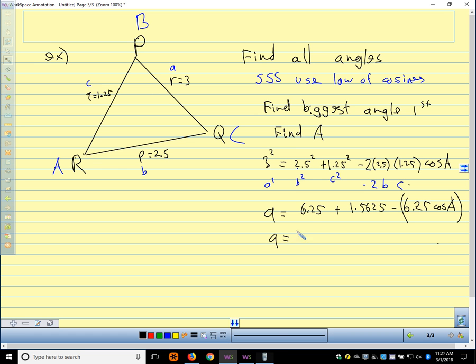So I get 9 equals 6.25 plus 1.5625 is 7.8125 minus 6.25 cosine A. These two are still attached. I can't do anything with that 6.25 yet. I want to get cosine A by itself, so I'm going to subtract 7.8125 from both sides.